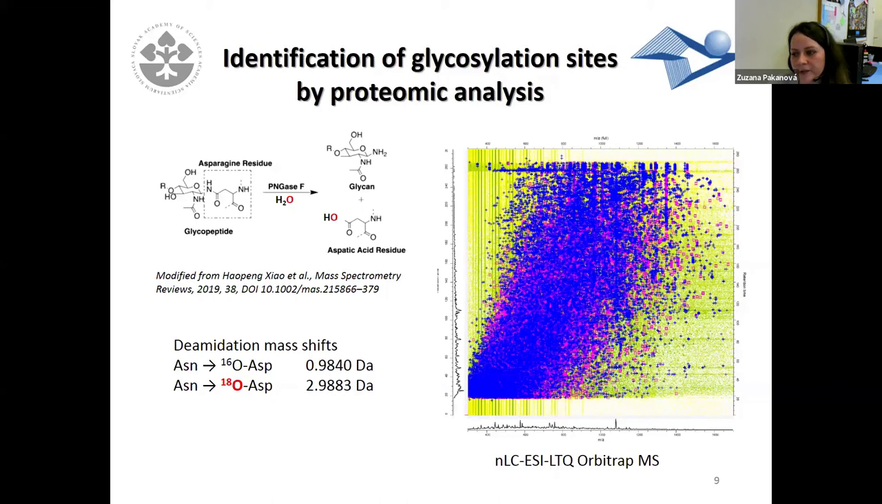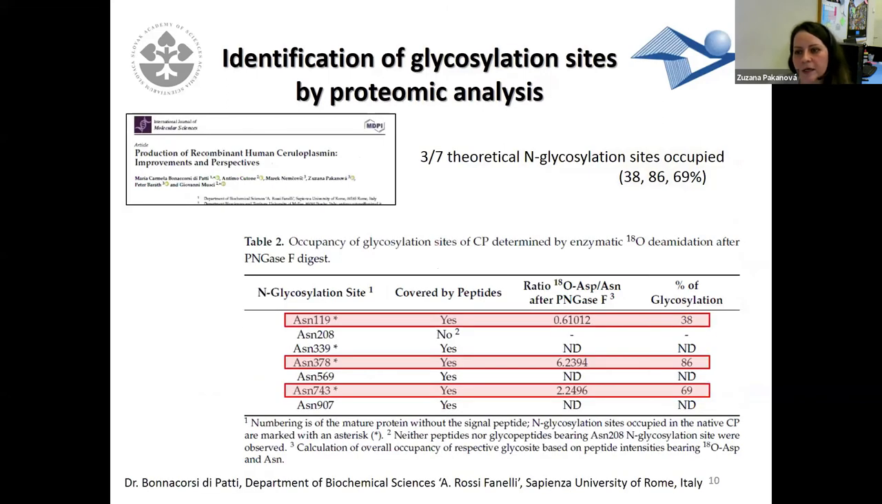We have some software to annotate this data. And we have a nice example from our recent collaboration with Dr. Bonarroxi Di Patti from Italy. In this case, we analyzed the recombinant ceruloplasmin protein. And from this analysis, we have observed that 3 out of 7 theoretical glycosylation sites were occupied, 38, 86, or 69%. So here you can see the table.